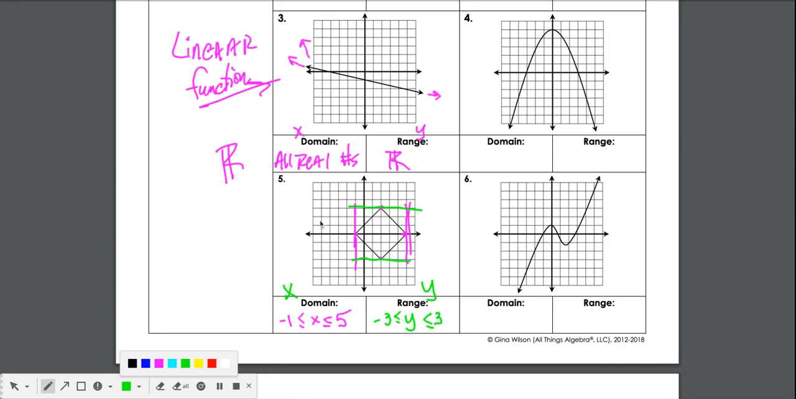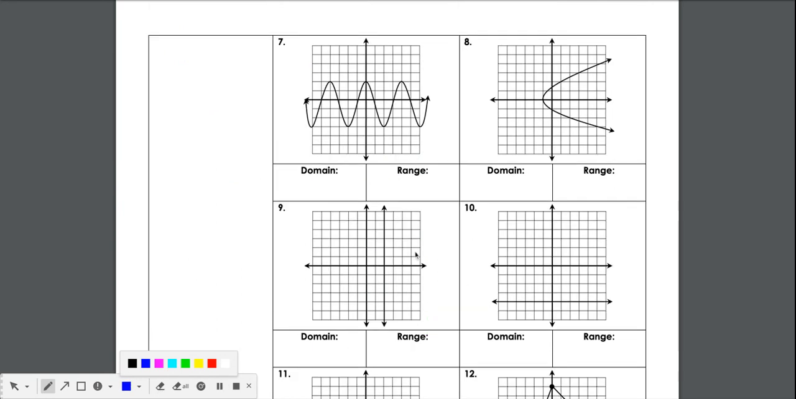Okay, check the answer key for number 4 and number 6. Okay, number 7 and 9, go to the next page.